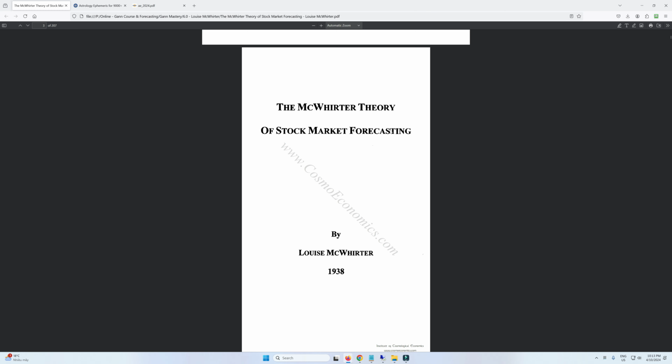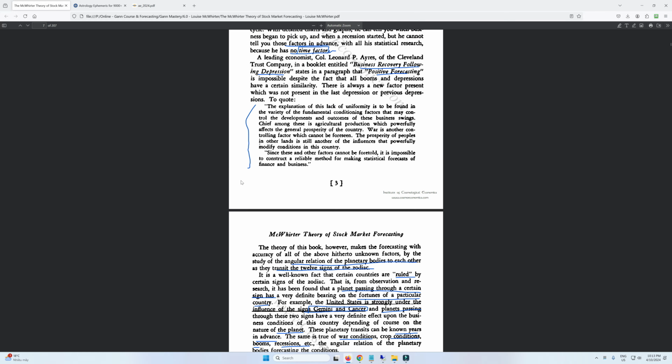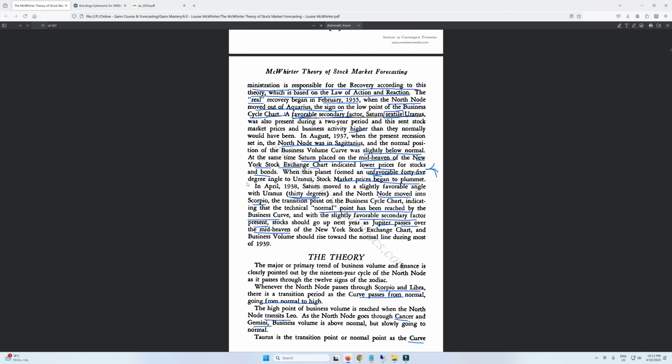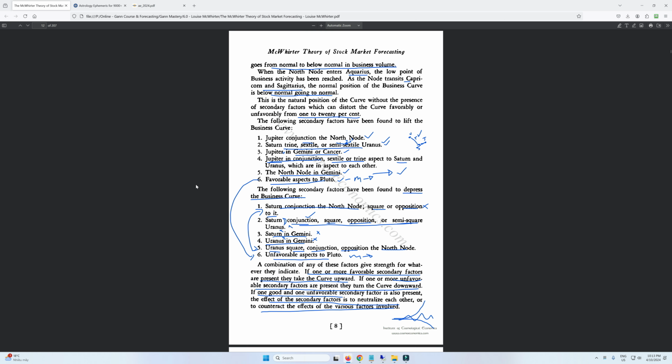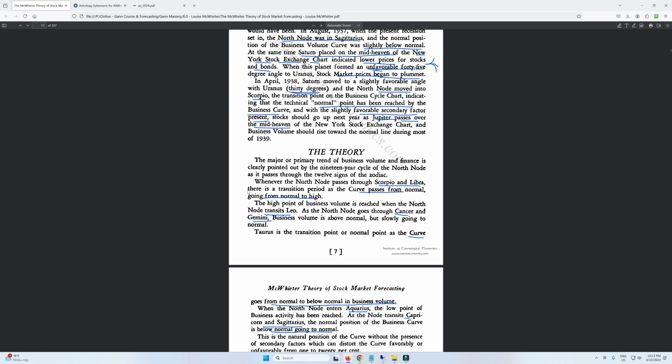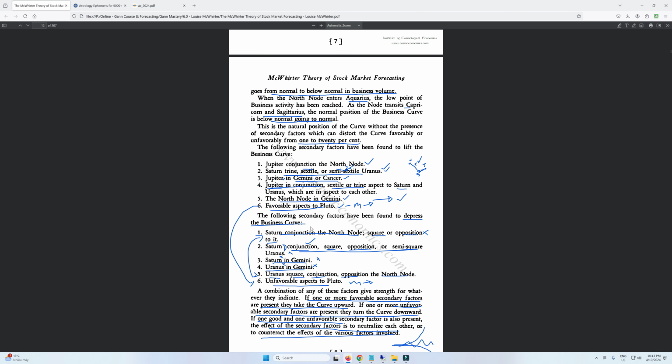The McWhirter theory of stock market forecasting, you would have known by now that we have gone through and taken a look at her secondary factors of forecasting the US markets. However, there was no way for us to really comprehend what McWhirter was talking about at the time. Now, from the original release of this course, there's been a lot of updates, a lot of new discoveries in her work. And I'm now happy to say that we have finally got some form of working model for her theory on her secondary factors in the business curve.